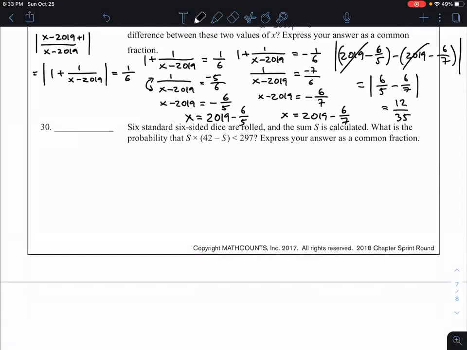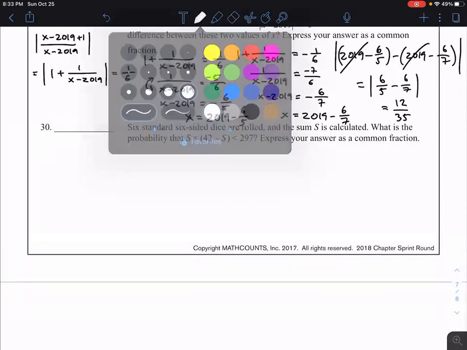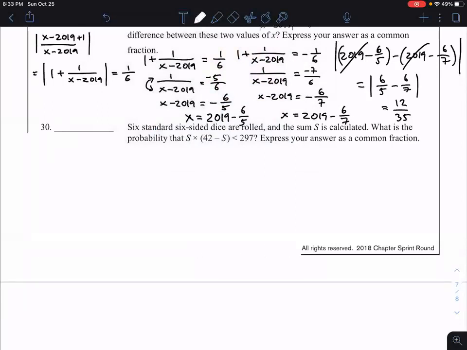All right, last question of the day. 30. I think we'll need some space here. Okay, 30. So we want to find the probability that this happens, okay?